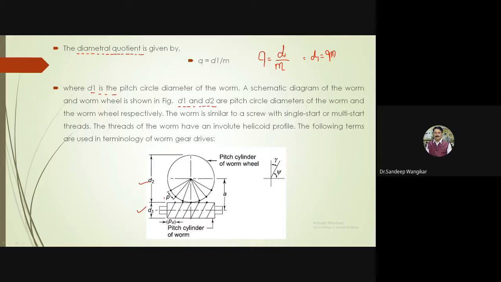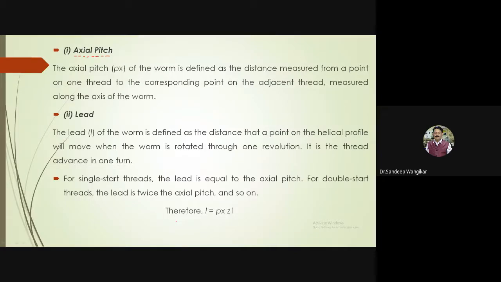So this is considered as one point, this is the other point, and the distance I am once again highlighting here in the diagram. This distance is nothing but Px. So the axial pitch Px of the worm is defined as the distance measured from a point on one thread to the corresponding point on the adjacent thread measured along the axis of the worm. Very important. Now the next term is the lead.